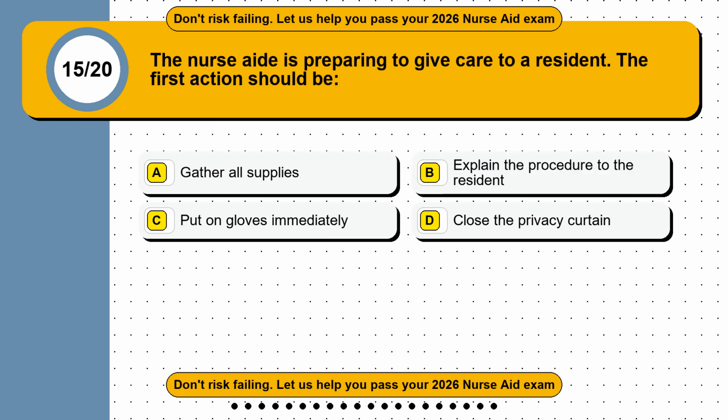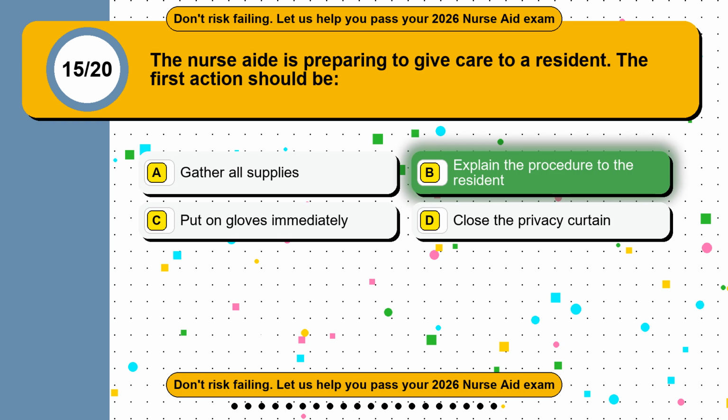Question 15. The nurse aide is preparing to give care to a resident. The first action should be option A. Gather all supplies. Option B. Explain the procedure to the resident. Option C. Put on gloves immediately. Option D. Close the privacy curtain. The correct answer is option B. Explain the procedure to the resident.